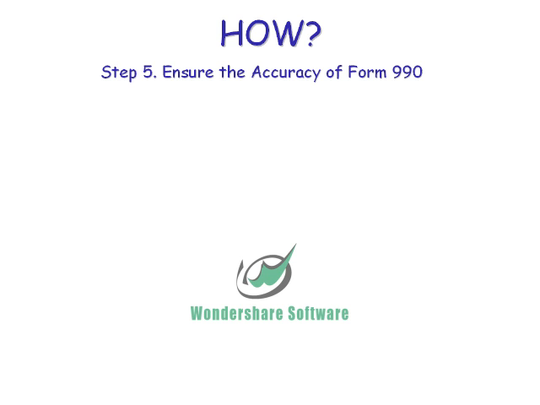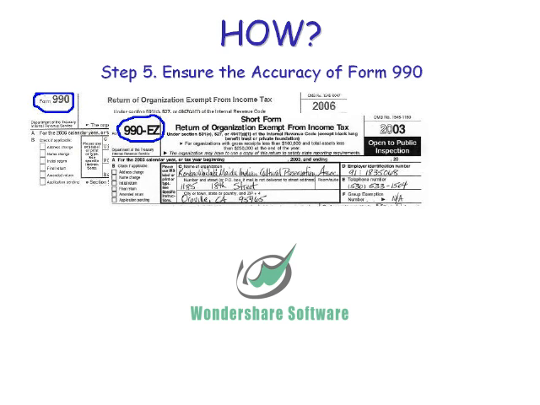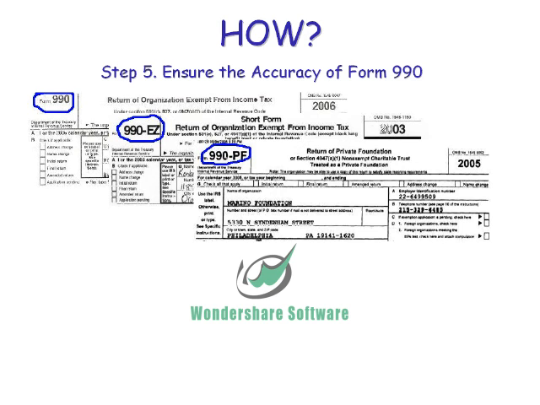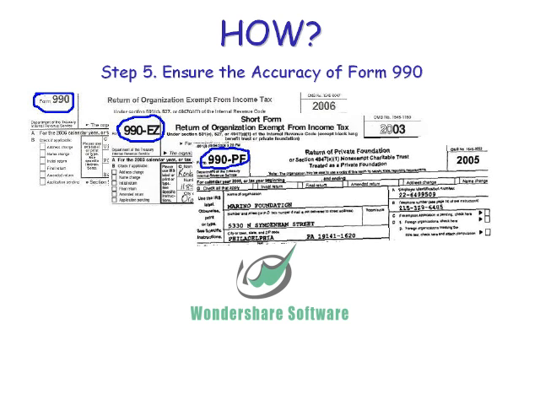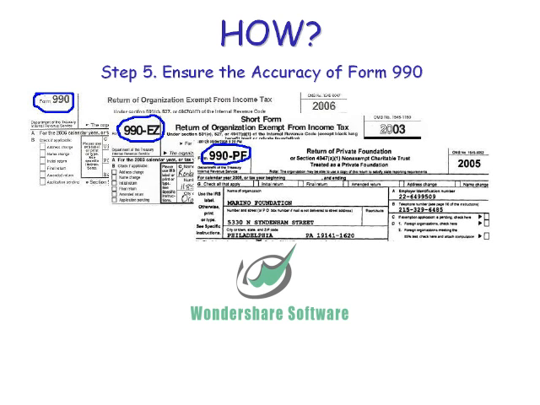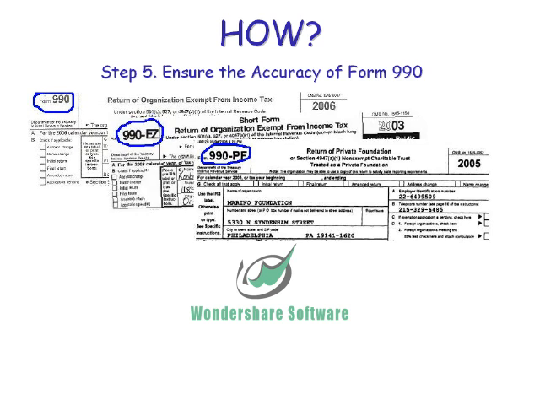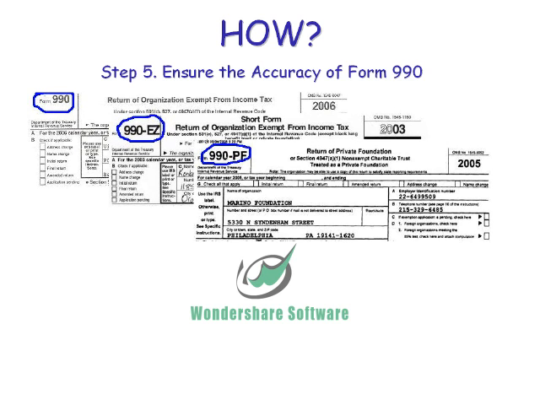Step 5. Ensure the accuracy of Form 990. The IRS Form 990, Form 990-EZ, and Form 990-PF is one way that organizations share information about their finances and operations with charity regulators and the public. Form 990-PF is the form that all 501c3 private foundations and 4947A1 non-exempt charitable trusts must file. Only those types of exempt organizations use Form 990-PF. Form 990-EZ is the short form for other 990 filers.